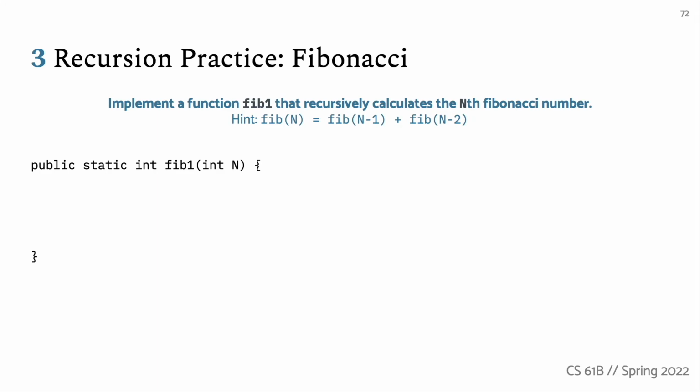So I want you to implement a function, fib1, that recursively calculates the nth Fibonacci number. And the hint here, if you don't already know, is that the Fibonacci sequence, the nth number is given by the n minus 1th number in the sequence plus the n minus 2th number in the sequence. So I'll give you a second to try it out and then we can go over it together.